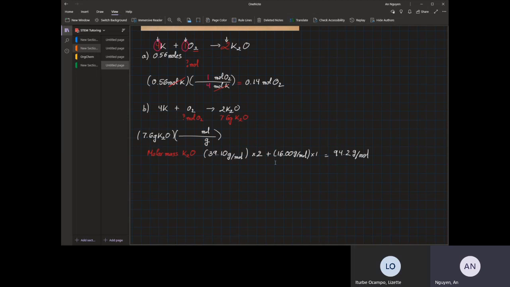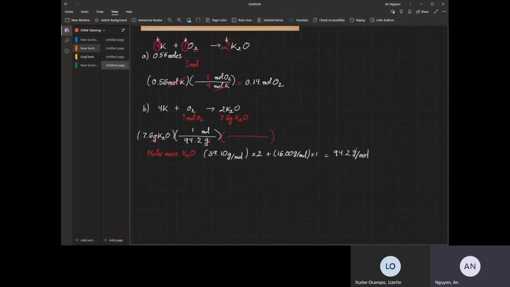So we would put it here. So if you look at this one, it is 94.2 grams, so 94.2 for every 1 mole. So we can see here that the gram and the gram cancel out. So we have moles of K2O. Now we can do the conversion.